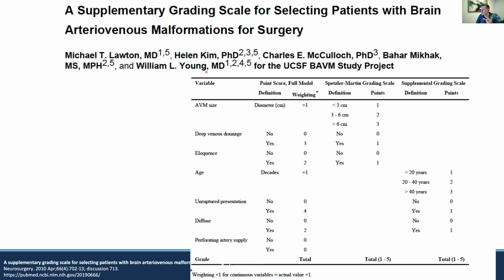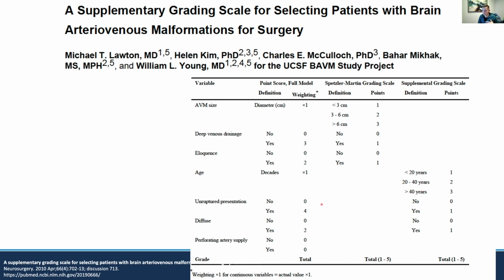The supplement to that was published by Lawton and the late Bill Young out of the UCSF group that added some nuance to surgical grading of these scales that took into account not just the size, deep venous drainage, and eloquence of the original Spetzler-Martin, but now we bring into account the age, and you get additional points for higher risk things that you might expect. The older you are, the higher the risk is.